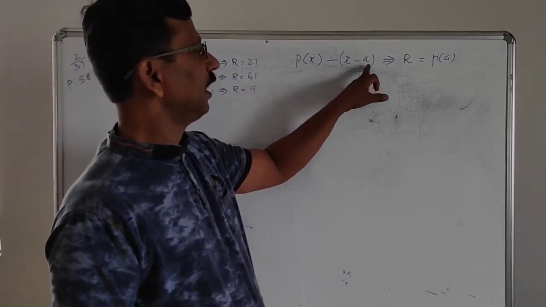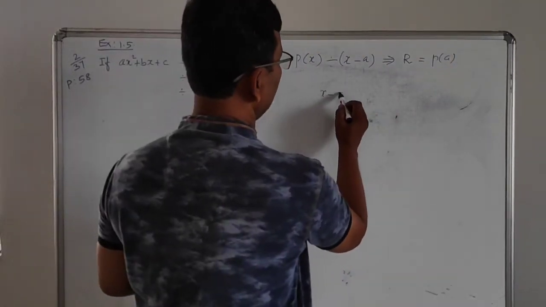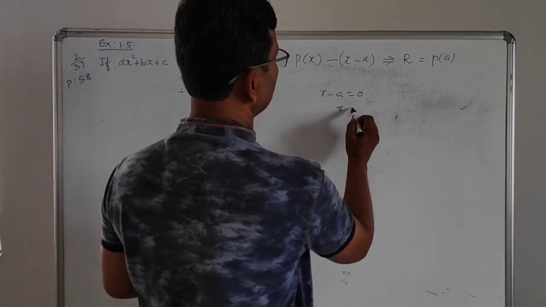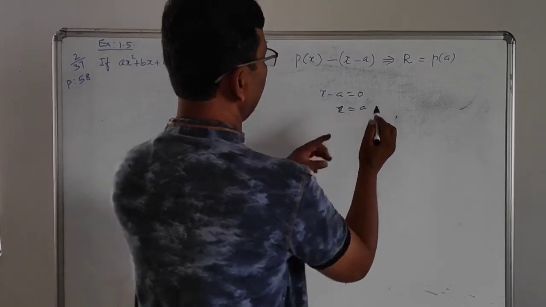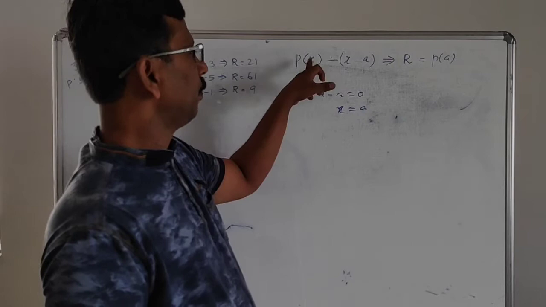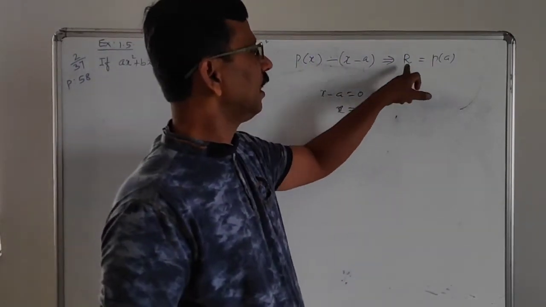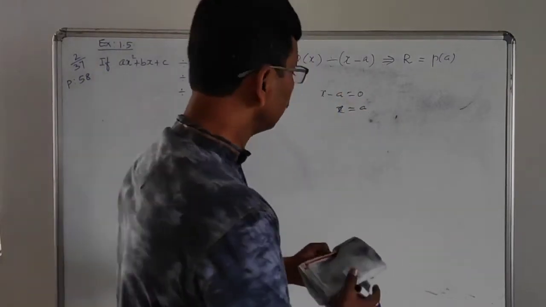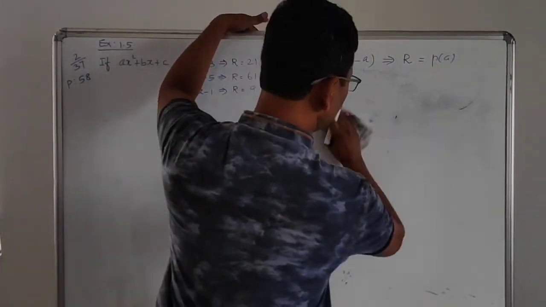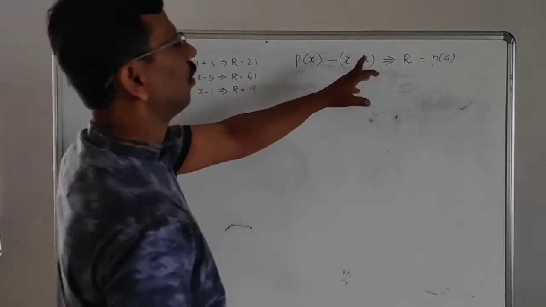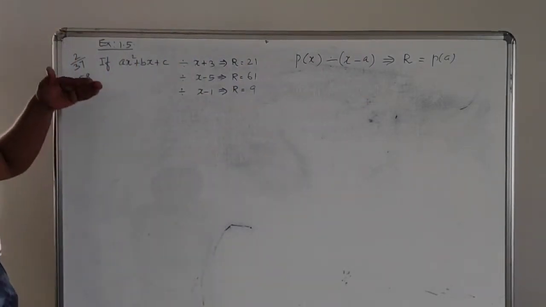For example, x minus a equal to 0 means you can take x equal to a. This x value can be substituted in p of x, then you will get a constant value. That value can be considered as the remainder. That is the remainder theorem you have already studied. Okay. Now, based on this concept, first we can frame the equations.